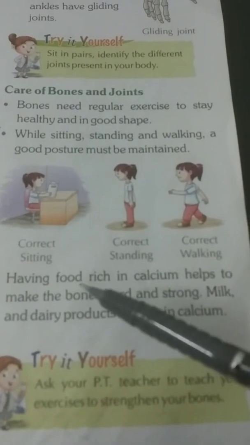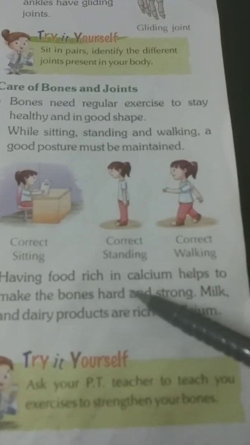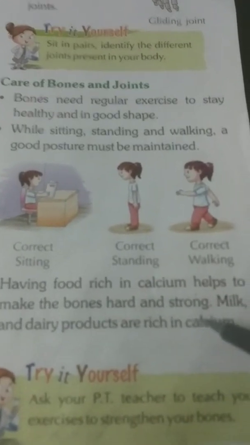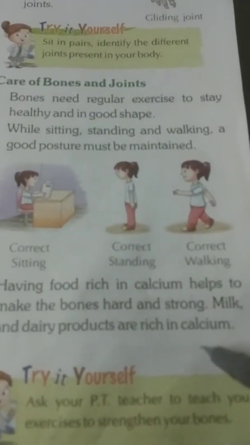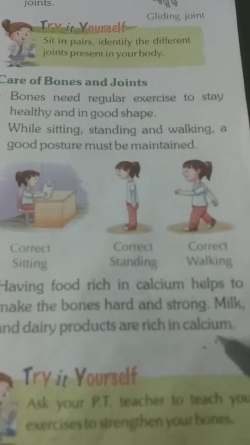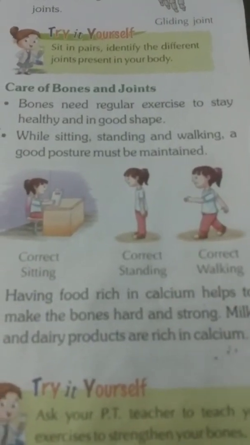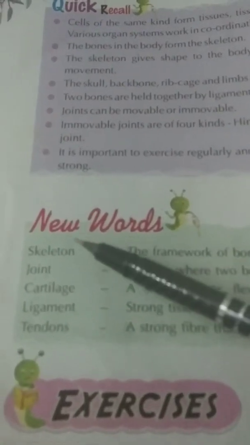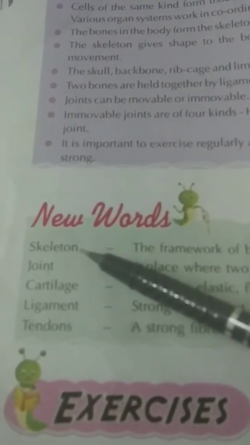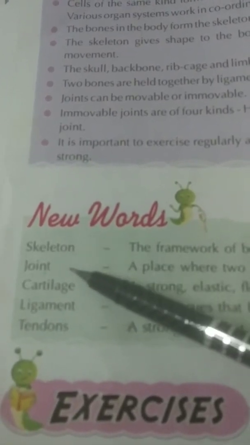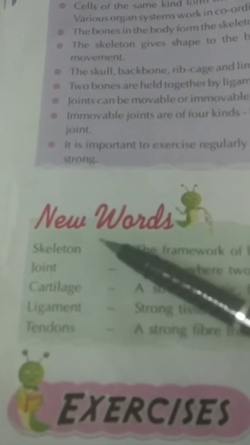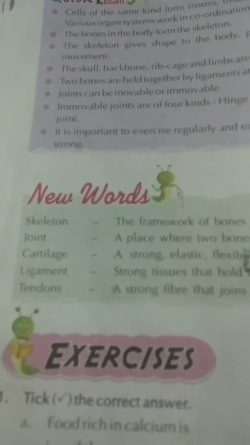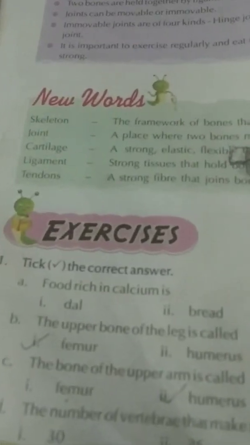Then we should have food rich in calcium, and it helps them make the bones hard and strong. And in calcium we will take milk, dairy product and other sort of food which are rich source of calcium. New words. Already in previous video I gave you homework to learn these new terms. So you have to learn it. Now we will start with exercise, book exercise.